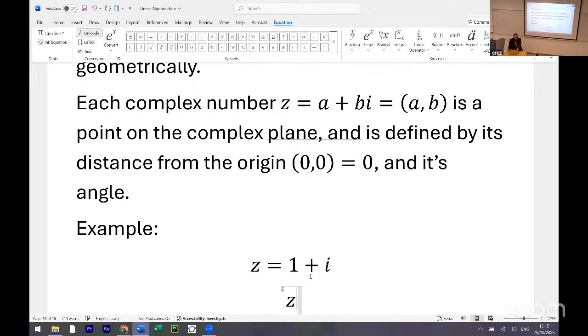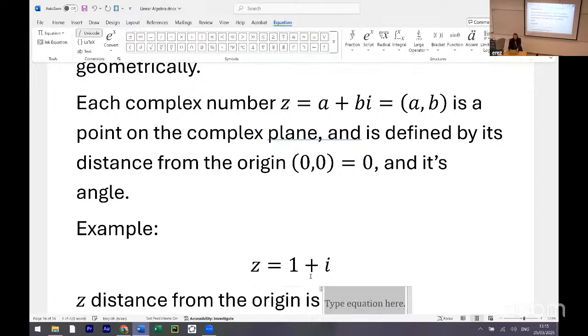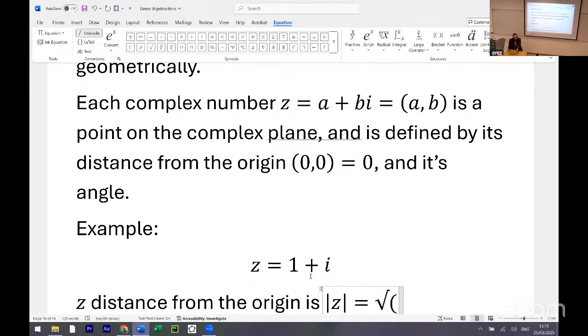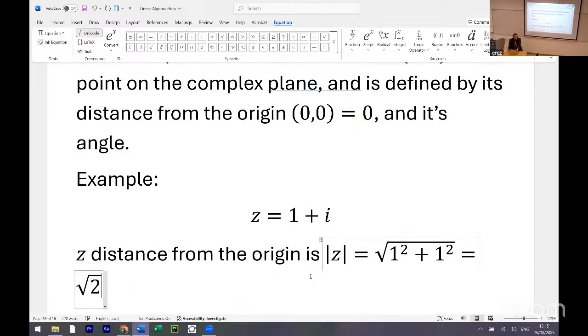And this distance from the origin, what is it? The square root of 2. It is the absolute value of z, which is the square root of 1 squared plus 1 squared, which is the square root of 2 due to Pythagoras. Agreed?